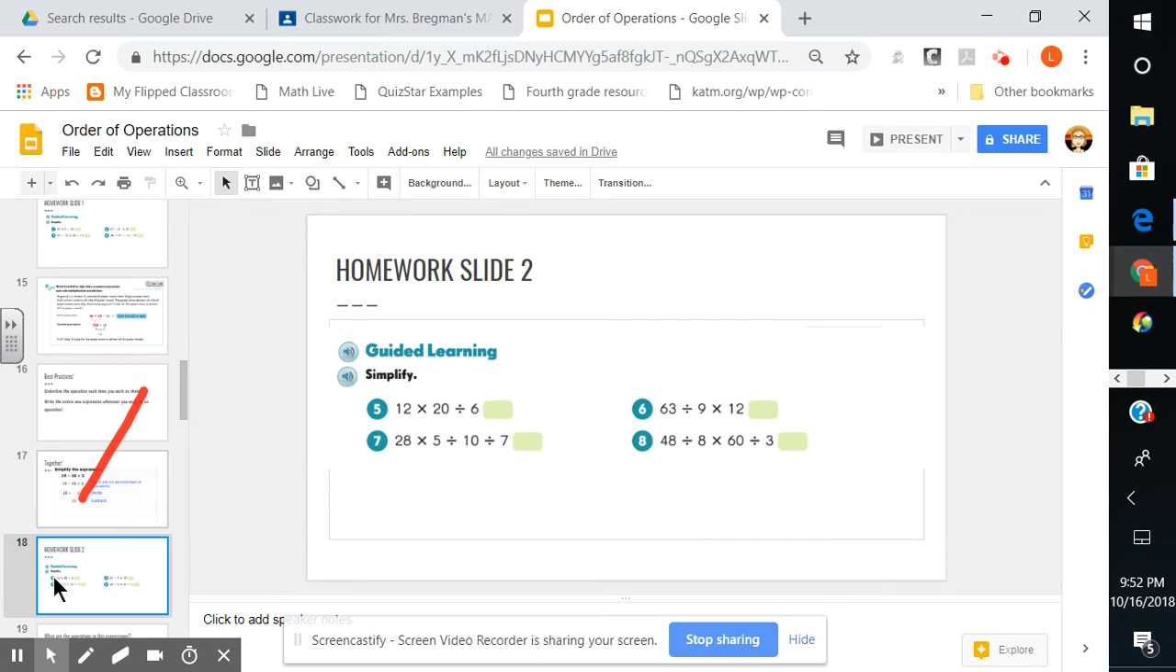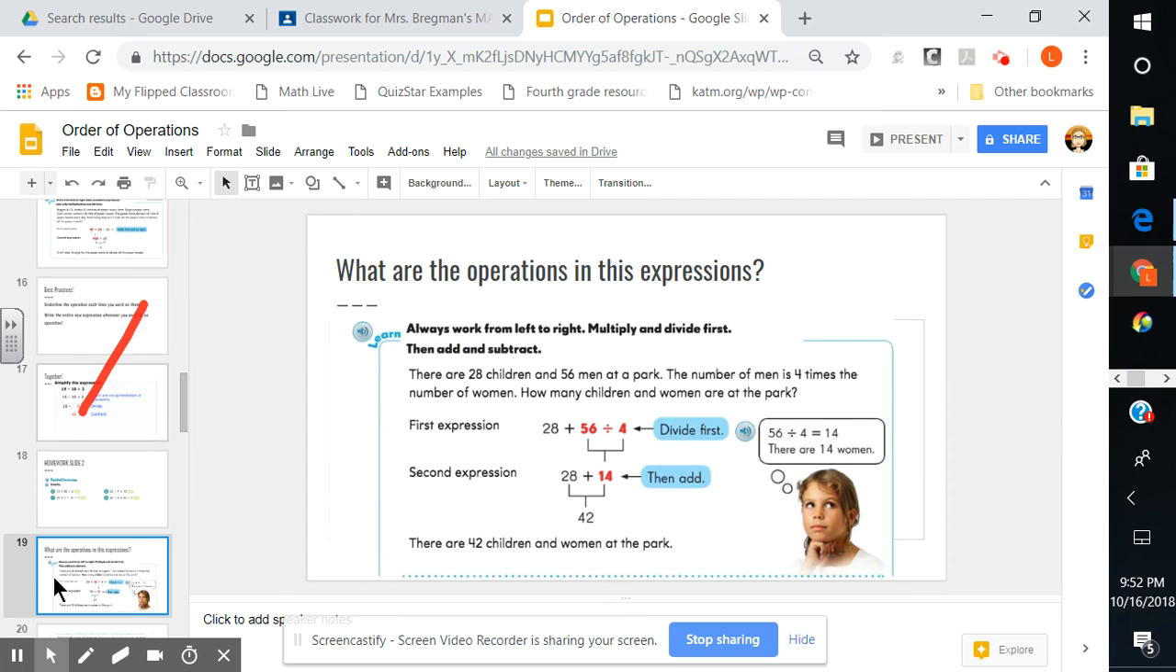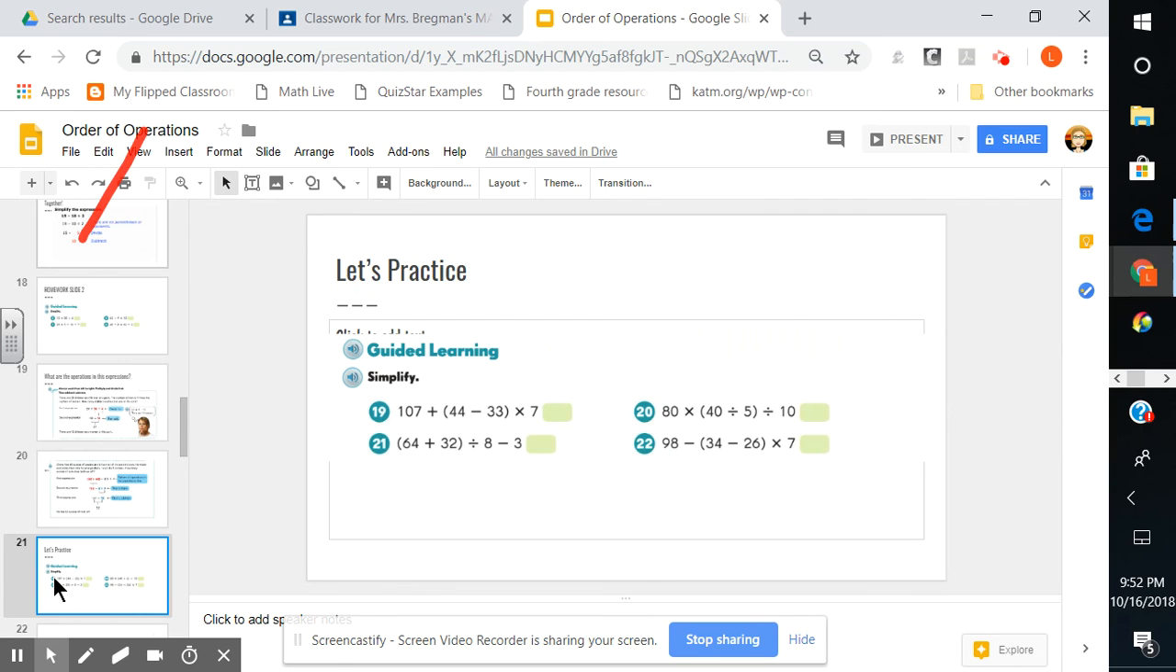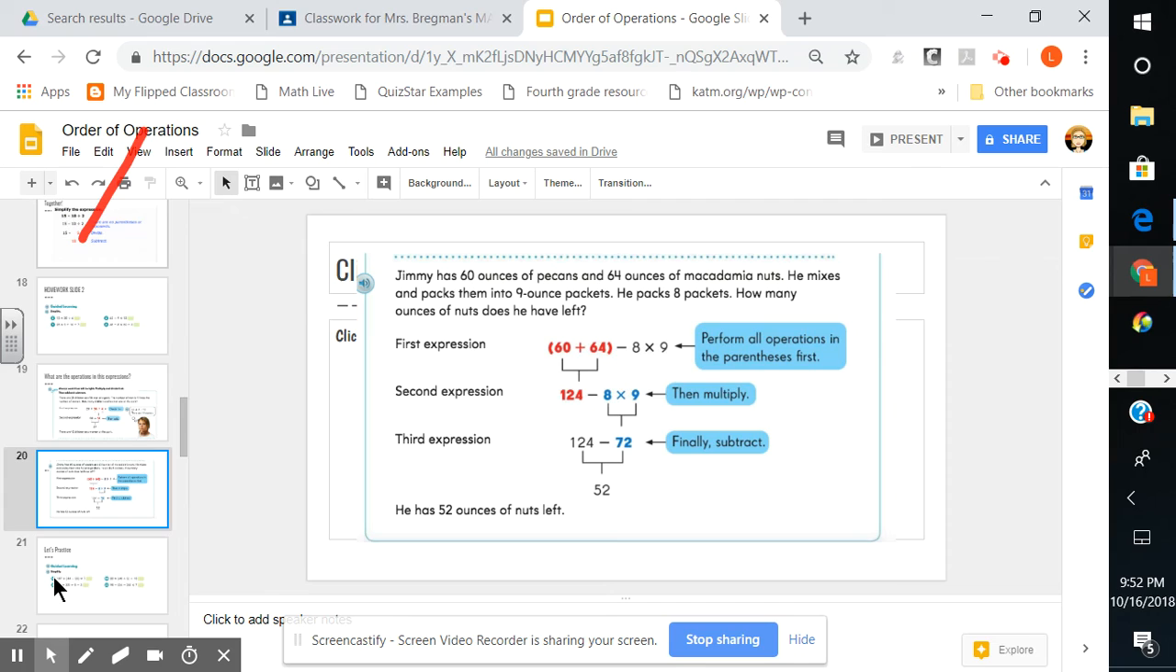Go to the next slide. Guided learning. So this is homework slide 2. You're going to do 5 through 8, those 4 problems as well for homework. Now let's move on. And the last one, we're going to just look at one example, and then we'll be done with the presentation, when we have parentheses.